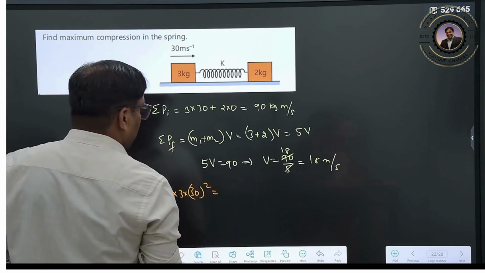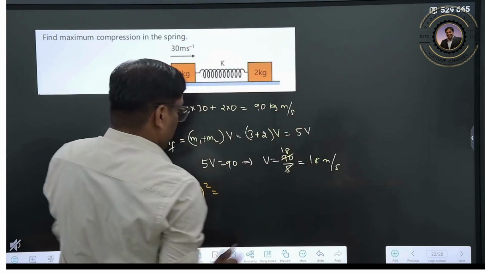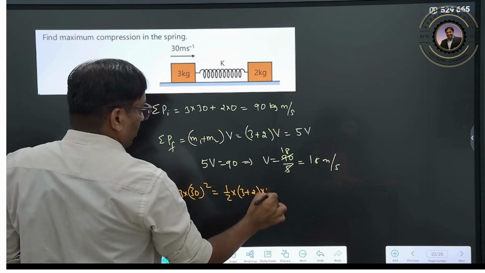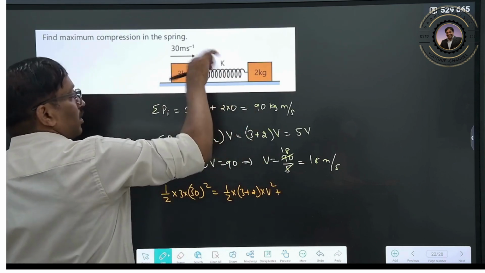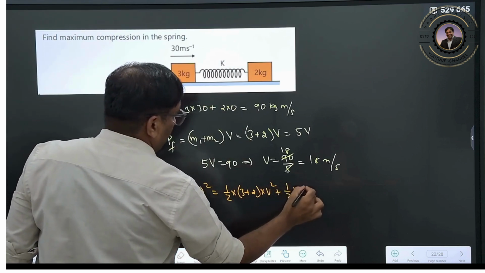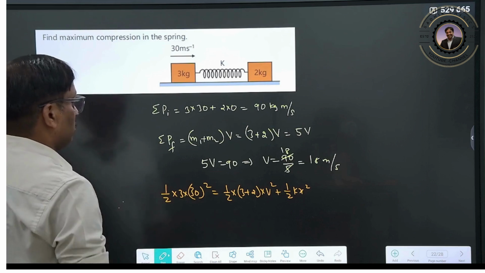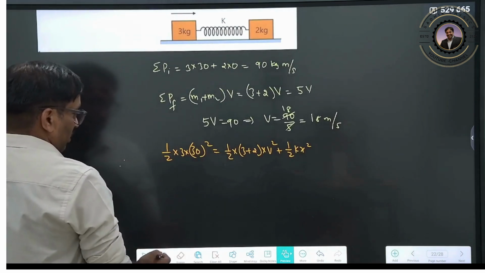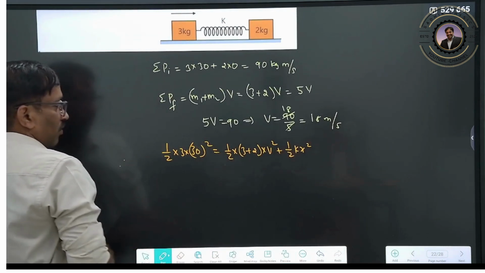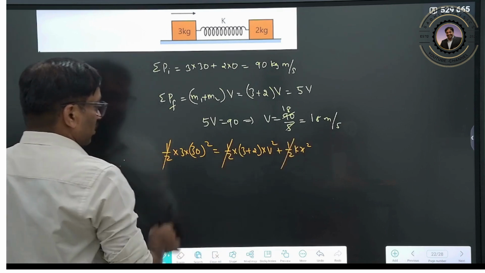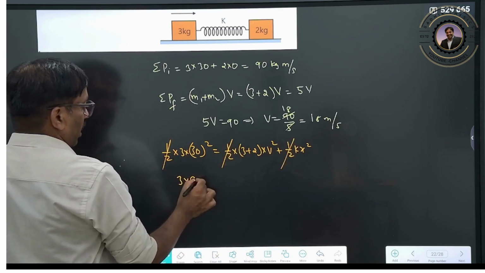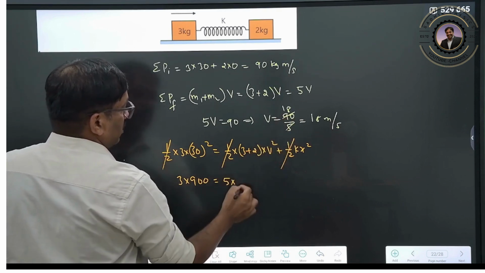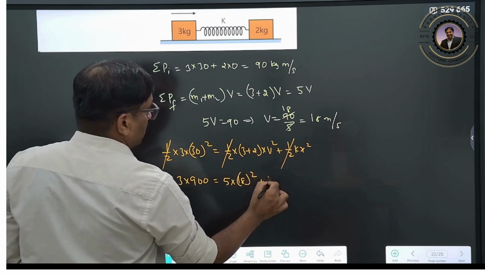So what is happening to the final energy now? Finally, both are moving, so both have kinetic energy, that is half of (3 plus 2) into v square, plus it also has some compression of the spring, 1 by 2 k x square. Clear? So simple. If we are able to write this, the problem is almost over. Cancel the 1 by 2 on both sides. So 3 into 900 equals 5 into velocity square, that is 18 square, plus k x square.